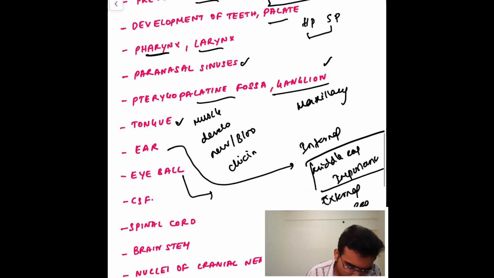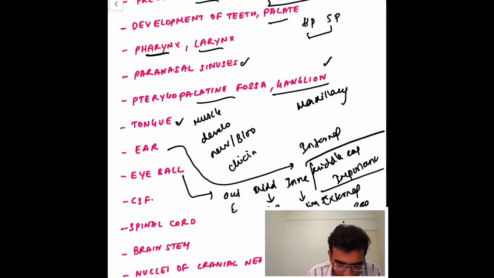So the eyeball, you have to talk about the outer coat, the middle coat, as well as the inner coat. The outer includes your cornea and sclera, the middle coat includes your choroid and the iris, and the inner is your retina. In addition to that, you should definitely know about the vitreous humor and the aqueous humor and how they develop. This is what you have to learn in the eyeball.